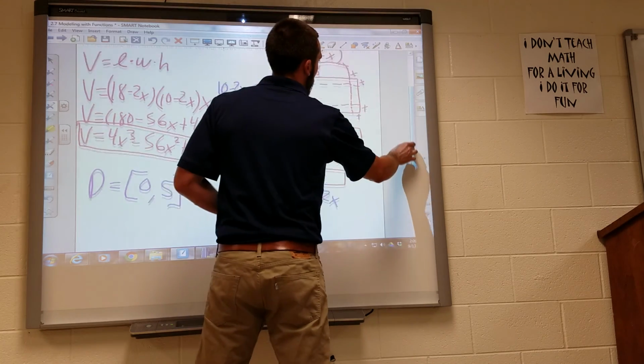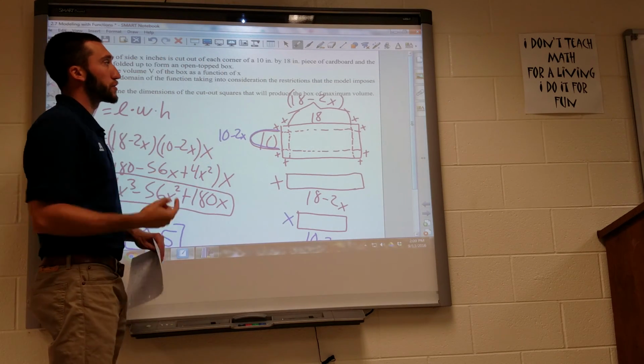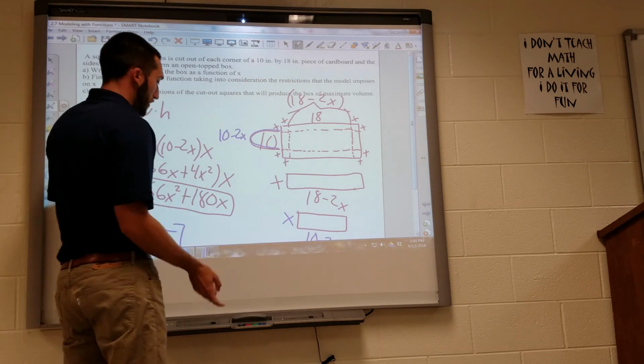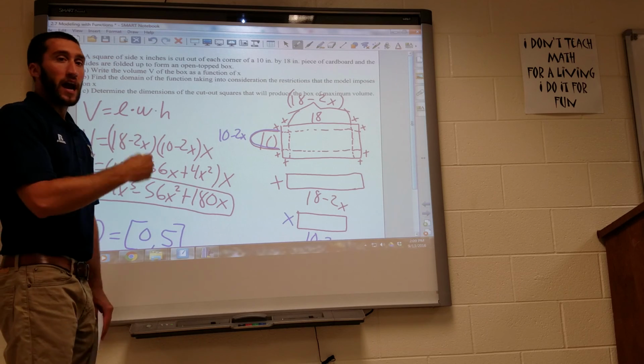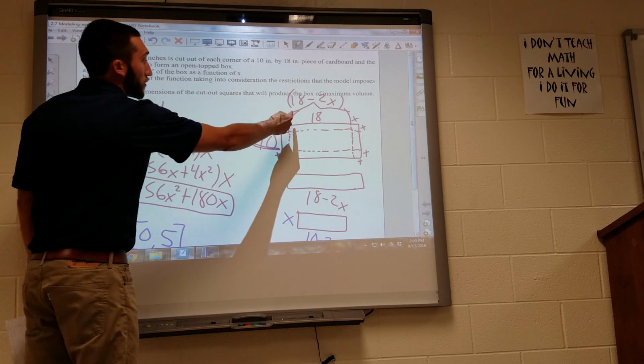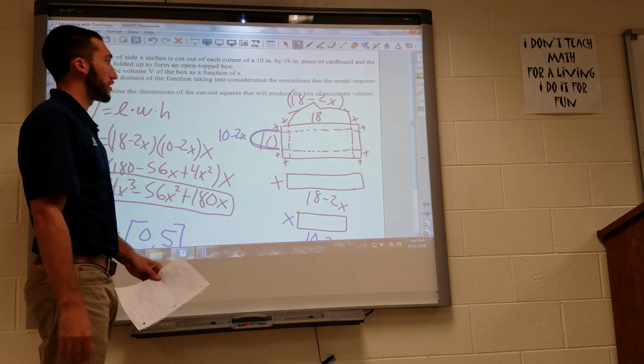So that brings us to the next part of the question, which asks us to find the dimensions that will produce the maximum volume. So to find the maximum volume, I'm going to go back to my TI-83. I'm going to find the max, and then that x value will give me the x that I can plug in to find the dimensions that yield the largest result.